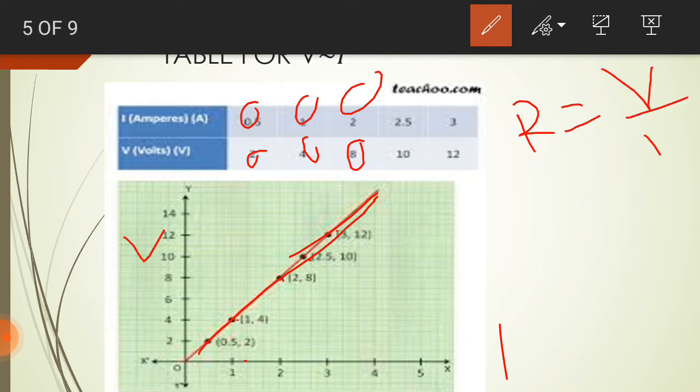Then we can calculate their mean. We are also able to calculate the resistance from the graph. Suppose this is the graph. So draw the slope to the graph. You draw a perpendicular line here, and here.